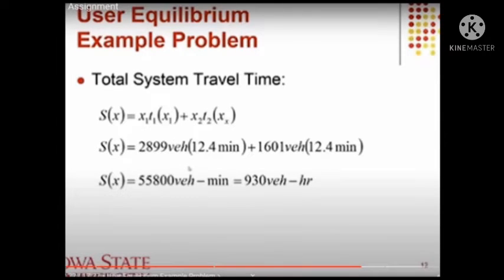Then, lastly, in determining the total system travel time, lahat ng values na nakuha natin, we need to substitute it to this formula, which is S of x is equal to x sub 1 times t sub 1 of x sub 1 plus x sub 2 times t sub 2 of x sub 2. So the answer here is 930 vehicle-hours.